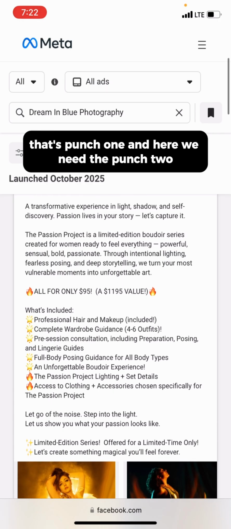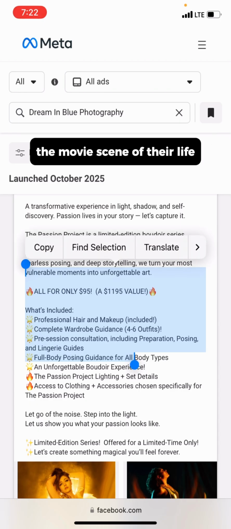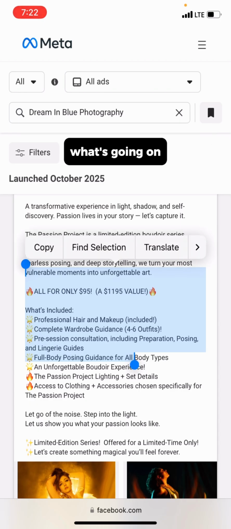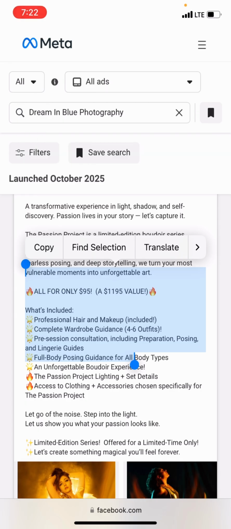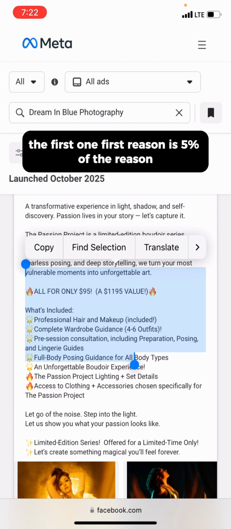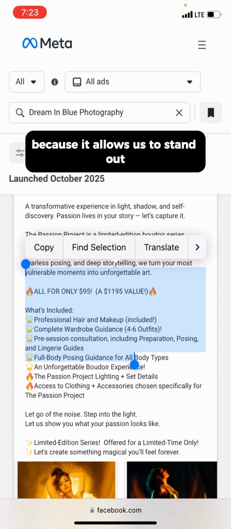That's punch 1. And then here we need the punch 2, where we got to get the movie scene correct, the movie scene of their life. What's going on? And we got to get this 1-2 punch correct. The first reason is 5% of the reason. We got to get specific because it allows us to stand out.